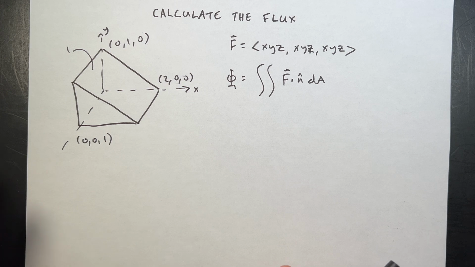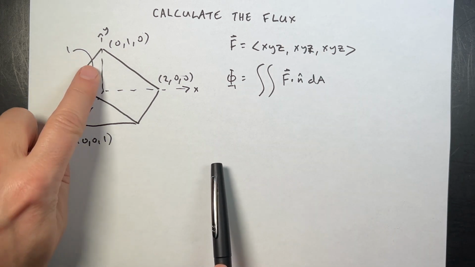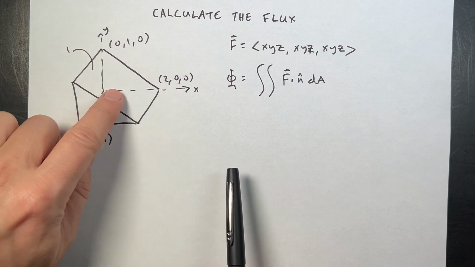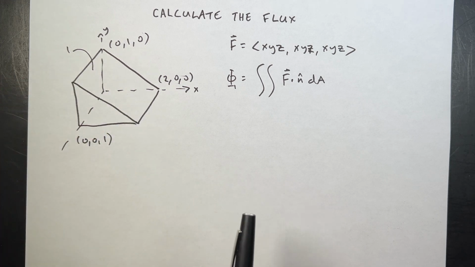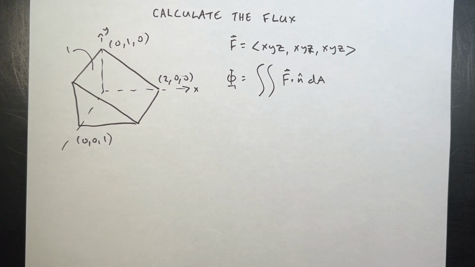Most of the surfaces have a zero flux because of this weird function, but I just want to do this angle piece. I want to calculate the flux on this side of the wedge. I'm going to do it two ways: on paper, and then in Python just to see if we get the same thing, because you never know if you're going to make a mistake.